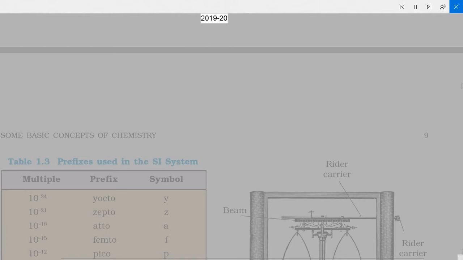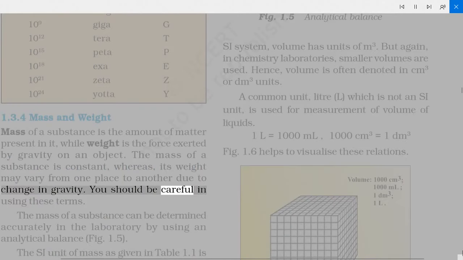Some basic concepts of chemistry. Fig. 1.5 Analytical balance. Mass and weight. Mass of a substance is the amount of matter present in it, while weight is the force exerted by gravity on an object. The mass of a substance is constant, whereas its weight may vary from one place to another due to change in gravity. You should be careful in using these terms.